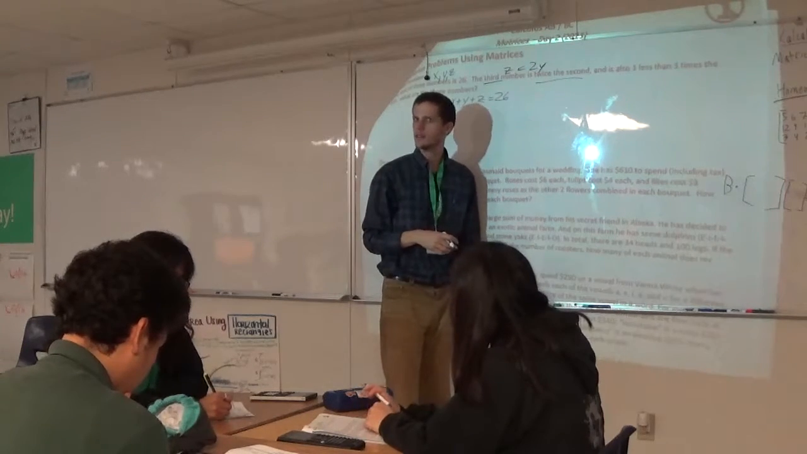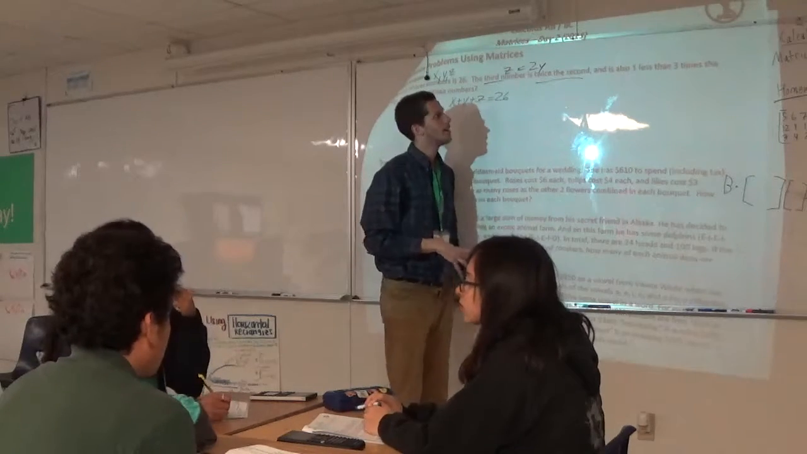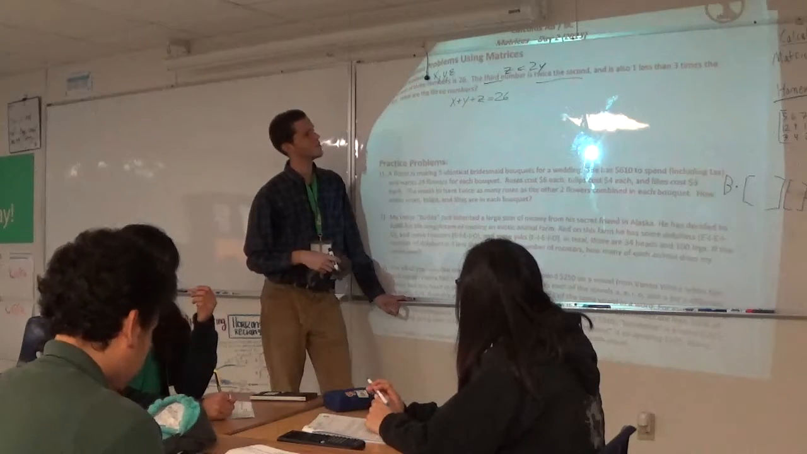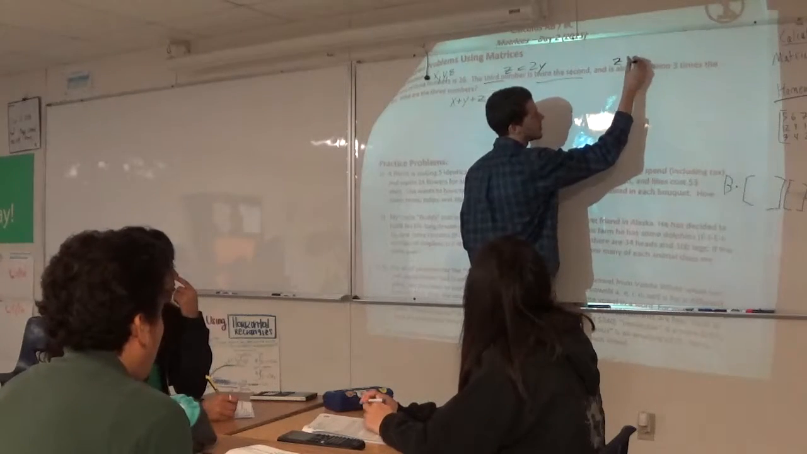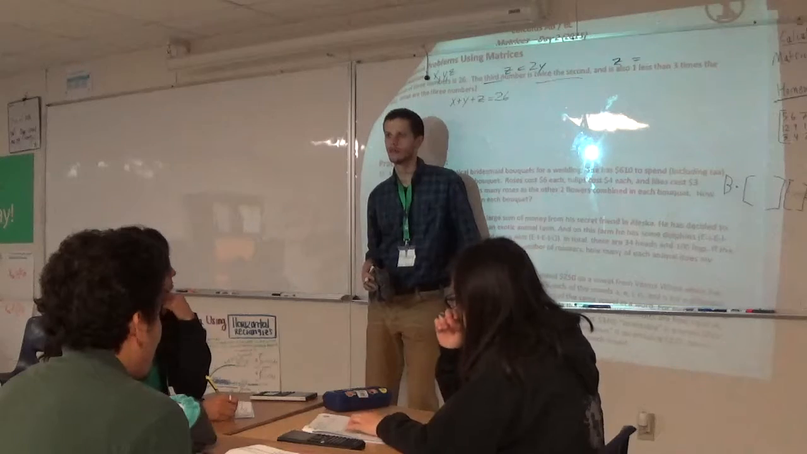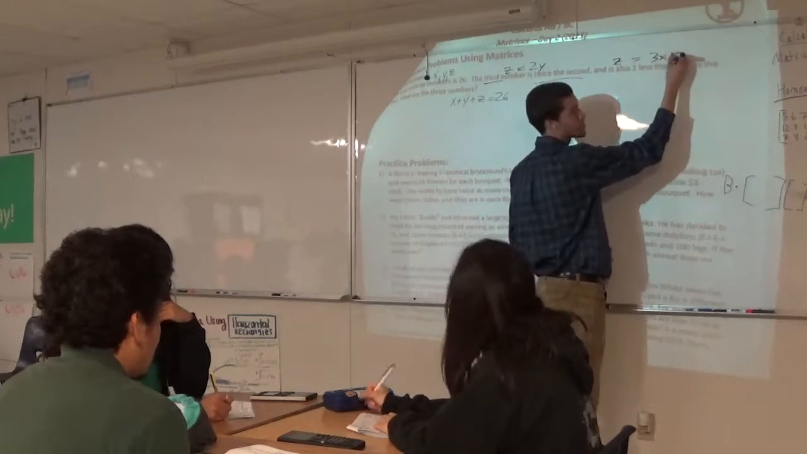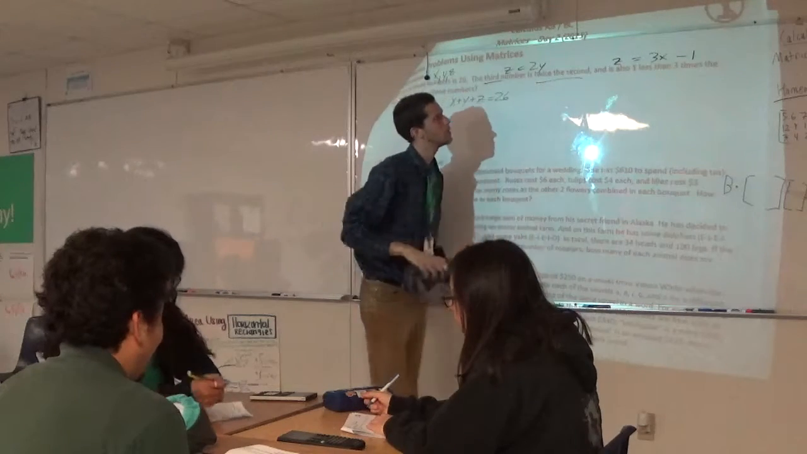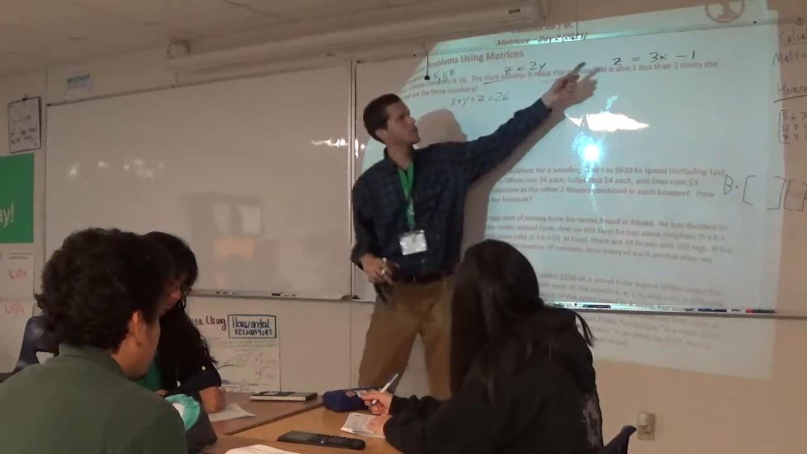And then the third number is also 1 less than 3 times the first. So the third number is 1 less than 3 times the first. How do you represent that? 3 times the first, 3x, minus 1 for the 1 less. Now these are the 3 equations.